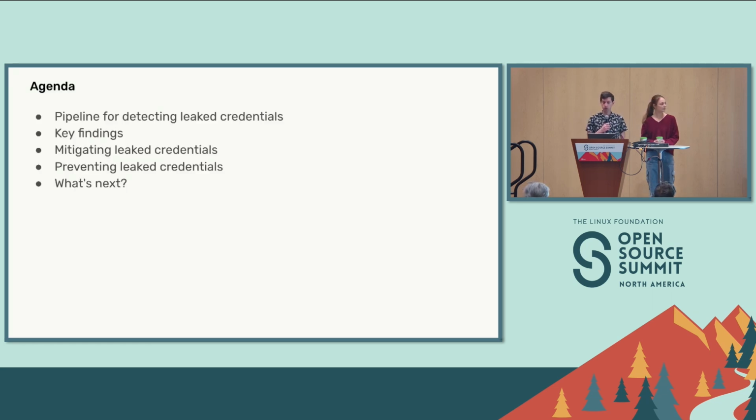In this session, we're going to first describe a high-level overview of the pipeline used to scan open source software artifacts for leaked credentials. We'll talk a bit about some of our key findings from our scan. We'll give you some useful strategies for mitigating and/or preventing credential leaks in your project or organization. And finally, we'll discuss what's next for credential scanning in open source software.